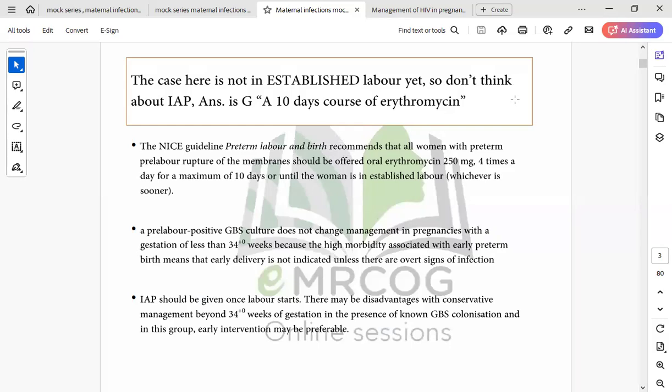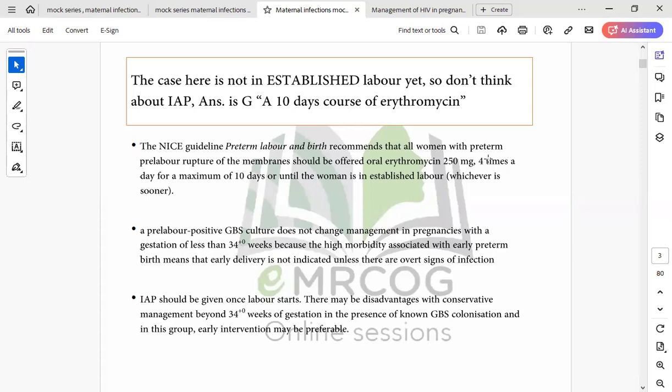See here, I got this from the guideline, by the way. A pre-labor positive GBS culture does not change management in pregnancy with gestation of less than 34 weeks because of the high morbidity associated with early preterm birth. This is why we are not going to initiate the labor. We are not going to induce the labor. We are not going to augment the labor. IAP is going to be given once labor starts.